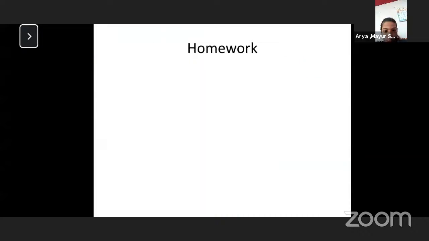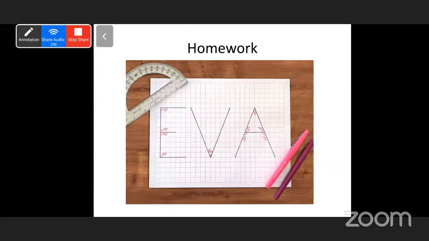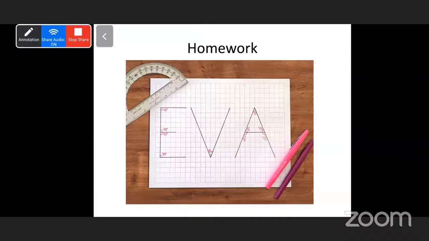So here, the last thing is your homework. You're supposed to write your name on the paper. For example, if the name is Eva, write E-V-A. This is how you're supposed to write the name, and then measure the angle. Measure the angle of the corners. Write the measure of the angles of the corner and post it in the group. Okay, that is the homework for you all.